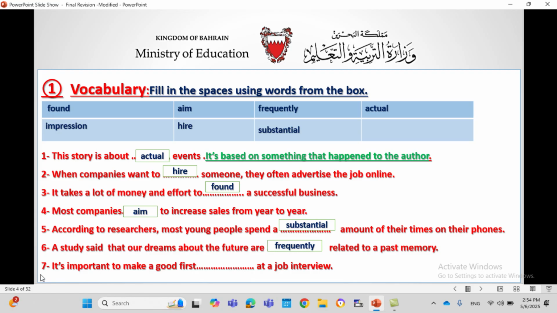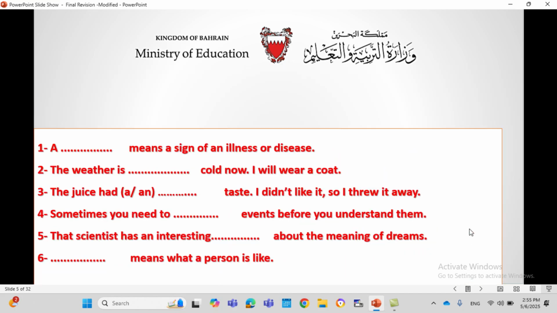Let's come to the final one. It's important to make a good first at a job interview. And I told you before that first impressions last. So it's important to make a good first impression. It's important to make a good first impression at a job interview.